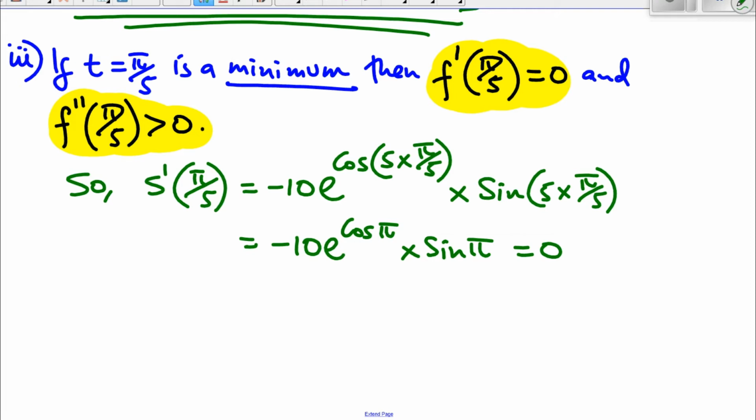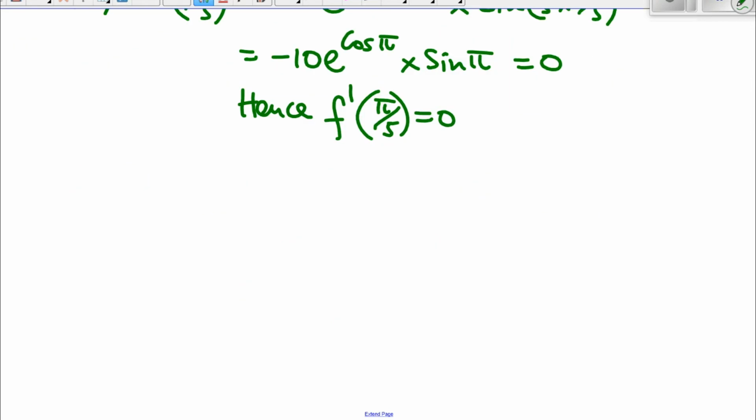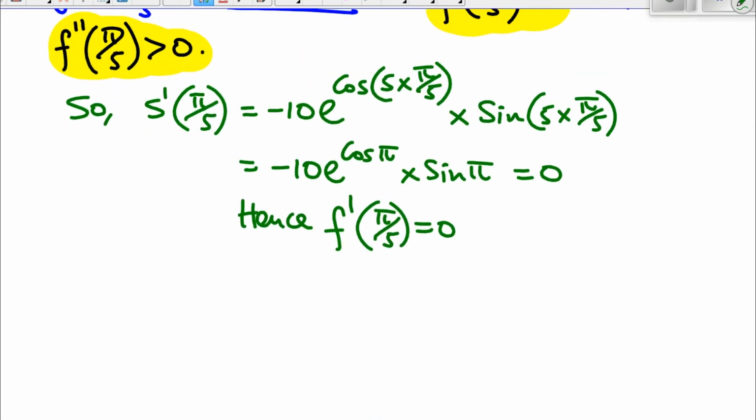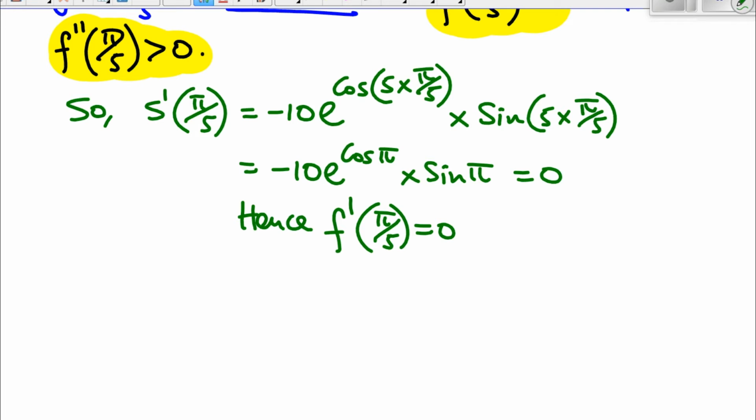Which means that we have verified that the value of the slope at pi over 5 is equal to 0. So that's one of the things, and we have already done that. Now we need to do the second one, which means we need to plug pi over 5 into the second derivative. What is our second derivative? We need to plug pi over 5 into the second derivative.